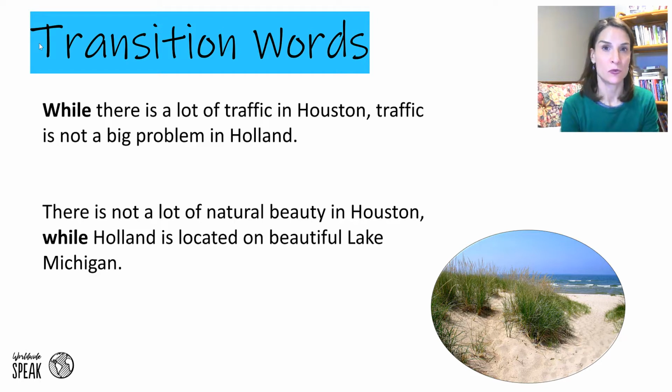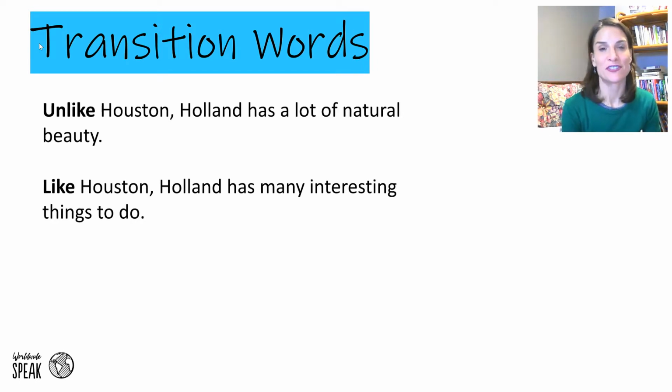And notice that I used while here after a comma. There are different uses of while, but the way that I'm using it in this sentence, it does get a comma in the middle, right before while. Okay, we have just a couple more, and these two words are useful. The first one when you want to show a difference, and the second when you want to show that things are the same. So with unlike, I could use it like this. "Unlike Houston, Holland has a lot of natural beauty." So this one I have the word unlike, and then I just have my noun, unlike Houston, comma.